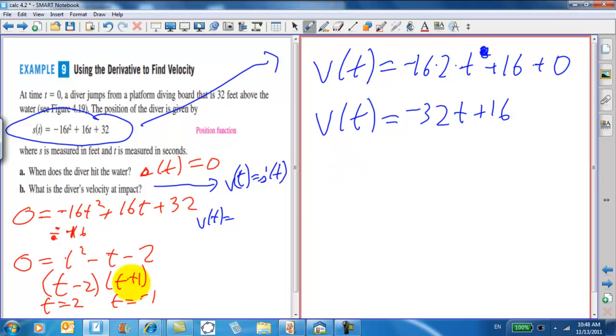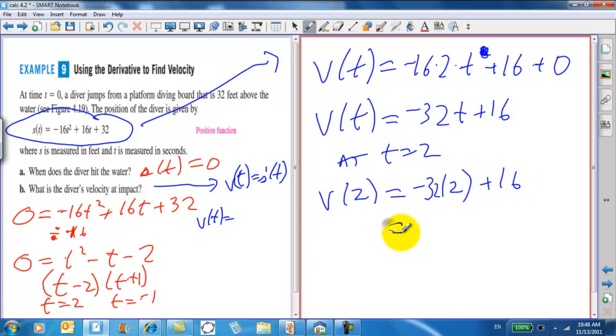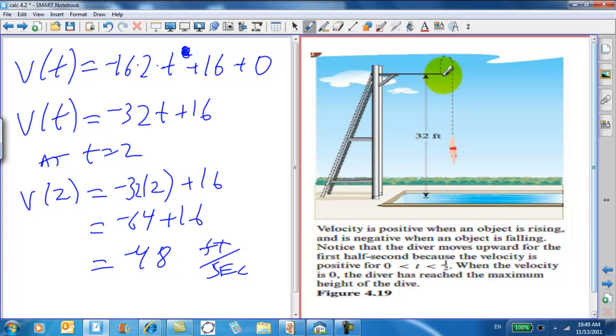And the velocity at impact happens at 2 seconds. At t equals 2 seconds, the velocity at 2 equals negative 32 times 2 plus 16. So it's negative 64 plus 16, or negative 48, and our units on this one were feet per second. Notice it's not feet per second squared anymore, it's feet per second. And notice how the diver is moving faster here than way up here. Start off at 16, reached the velocity of 0 at the peak, and then started having negative velocities to indicate the direction is downward.